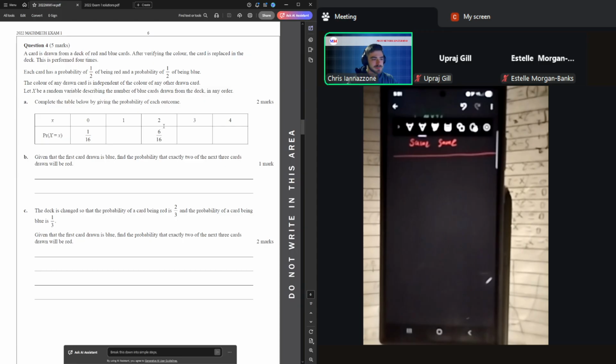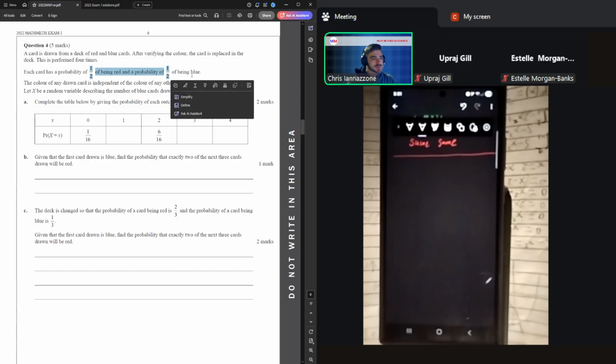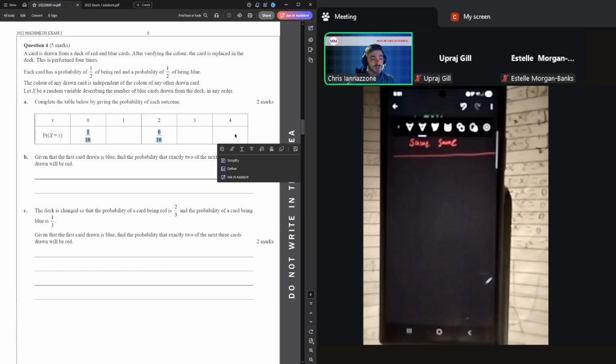I'll also say there's a bit of a cheat with this one, oddly enough. There's a bit of a cheat specifically when you have a binomial distribution where there are 50-50 outcomes: 50% for the first outcome, 50% for the second one. It makes filling this whole table a lot easier.